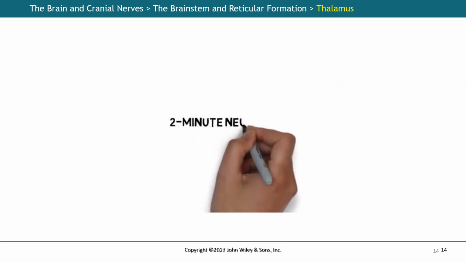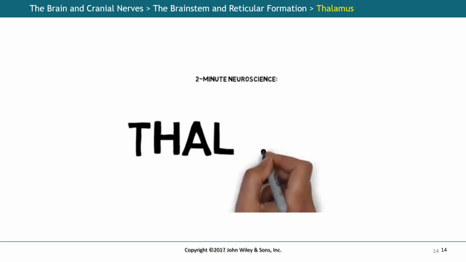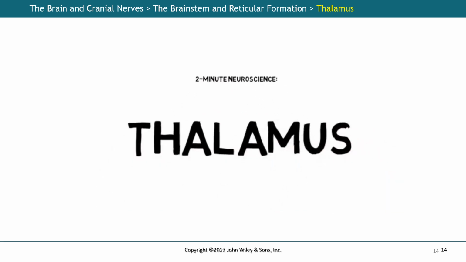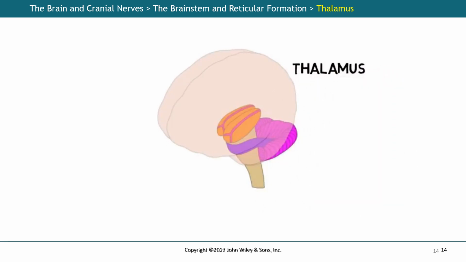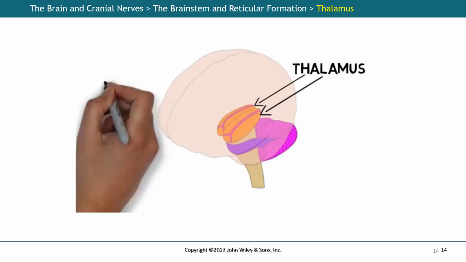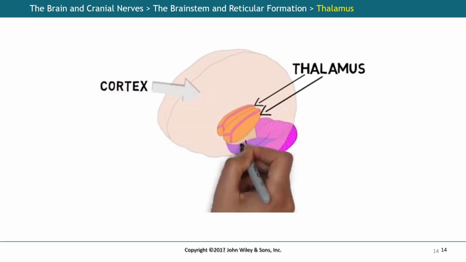Welcome to 2-Minute Neuroscience, where I simplistically explain neuroscience topics in 2 minutes or less. In this installment, I will discuss the thalamus. There is a thalamus in each cerebral hemisphere just above the brainstem. The thalamus is often described as a relay station because a great deal of information that proceeds to the cerebral cortex first stops in the thalamus before being sent on to its destination.